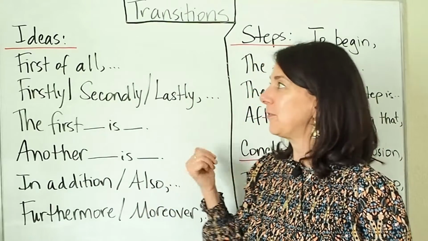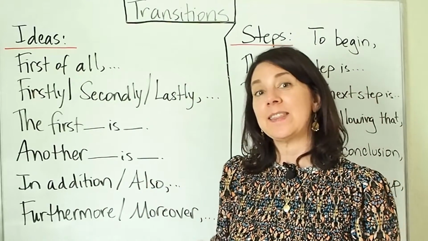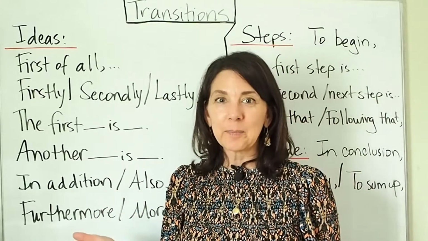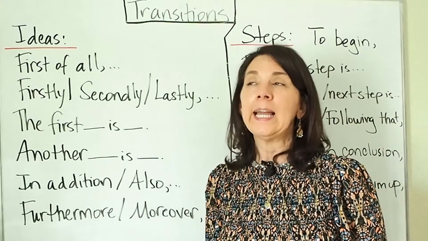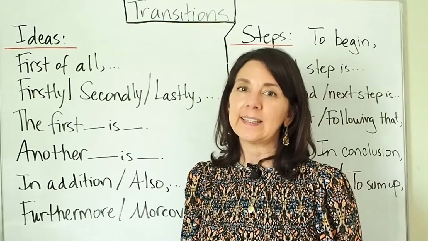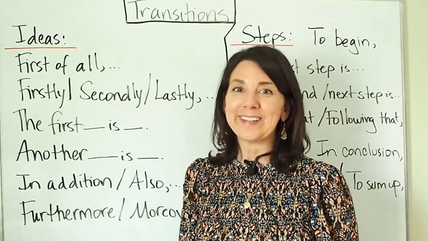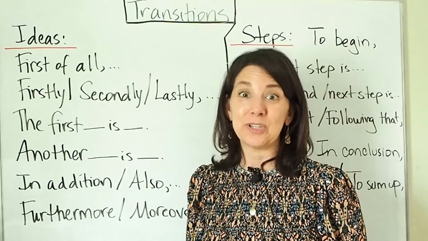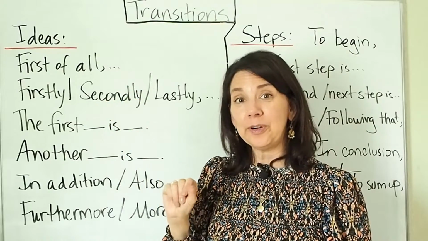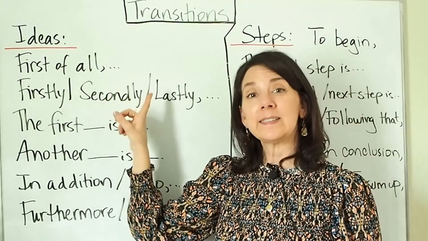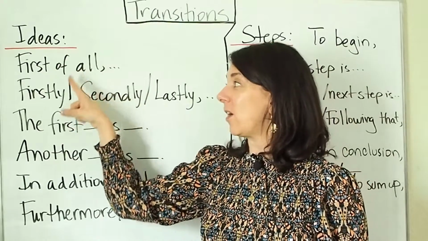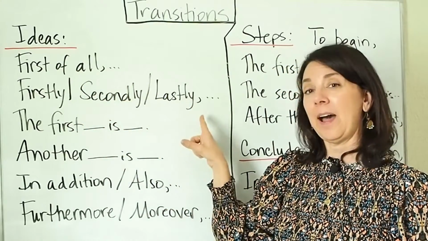So let's go to the first group of transitions, and this is just to show ideas. Now, this is the most basic type of transition that we use in our writing, and usually we use the transitions first, second, next, finally. But there are other transitions that you can use too. You can use first of all, or firstly, secondly, lastly. Now notice that for all of these, I have a comma after them.